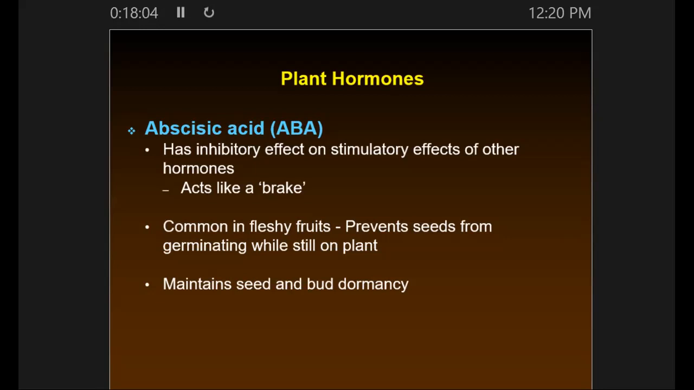So seed and bud dormancy, it doesn't make sense for these trees to have their leaves develop now. It would be detrimental. And so this can be really, really important, especially as we get closer to spring in this area of the country, where the trees have to be paying attention to a lot of environmental signals so that they will get their buds germinating appropriately.